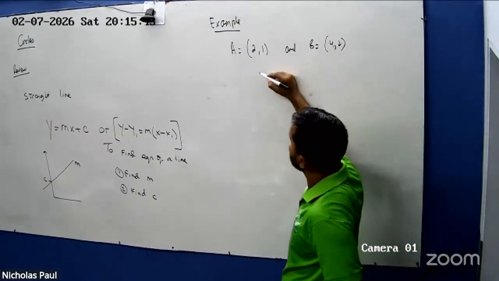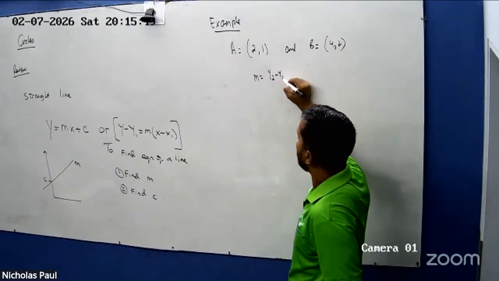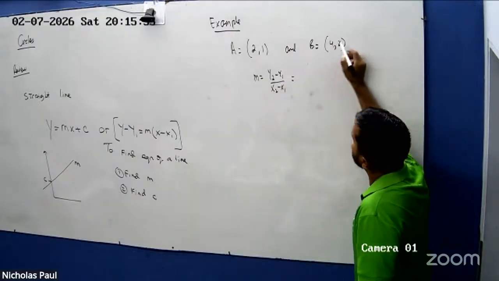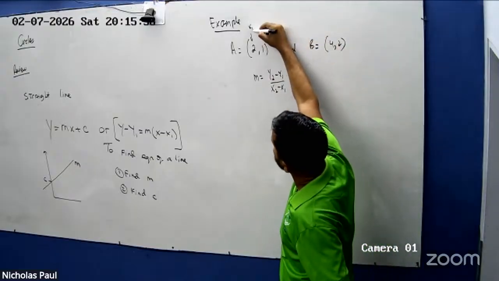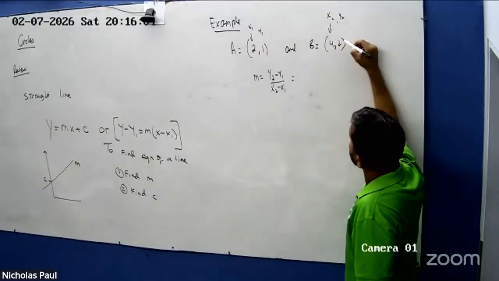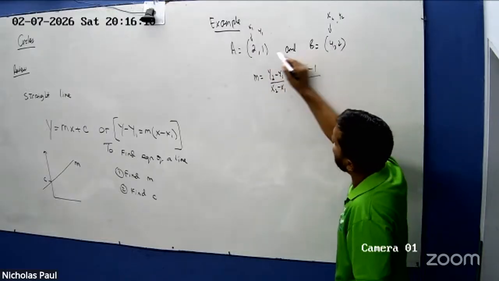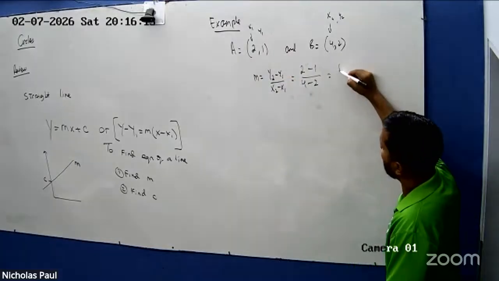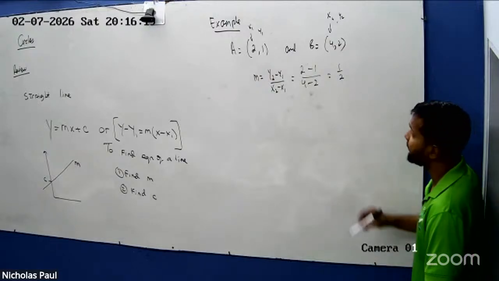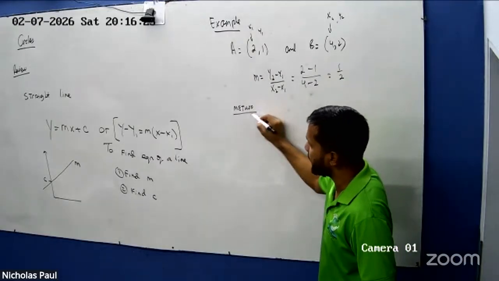So watch this. First thing, I'm going to find the gradient. The gradient formula is y2 minus y1 over x2 minus x1. You can label it up, it's up to you. You could call this x1, y1 and this x2, y2. So your y2 is 2, your y1 is 1, your x2 is 4, and x1 is 2. So 1 over 2. Are you okay with this? Yeah, 1 over 2.